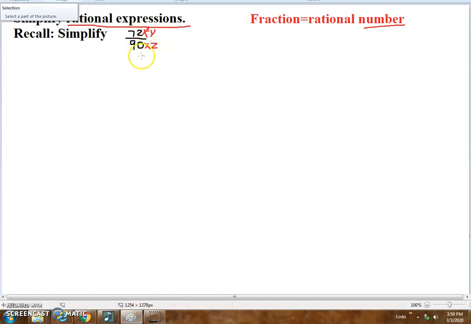Now, in order to learn how to simplify this rational expression, we're going to recall the process of simplifying a fraction, which is also called a rational number. So what we do is we try to figure out what number can go into both 72 and 90 and reduce it, and then if you see something else that goes in there, you can reduce it. There are several different ways you can do that. For example, I see that 9 goes into both of them, so I can divide both of them by 9.